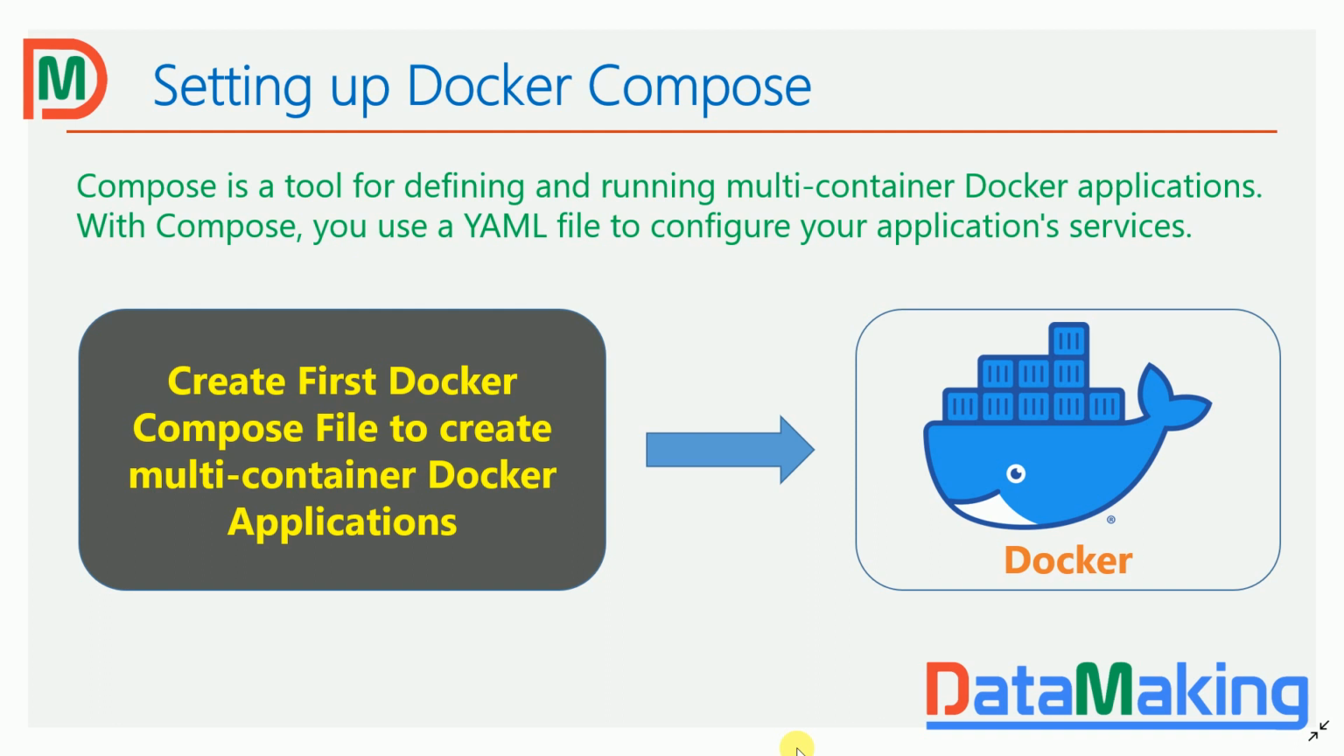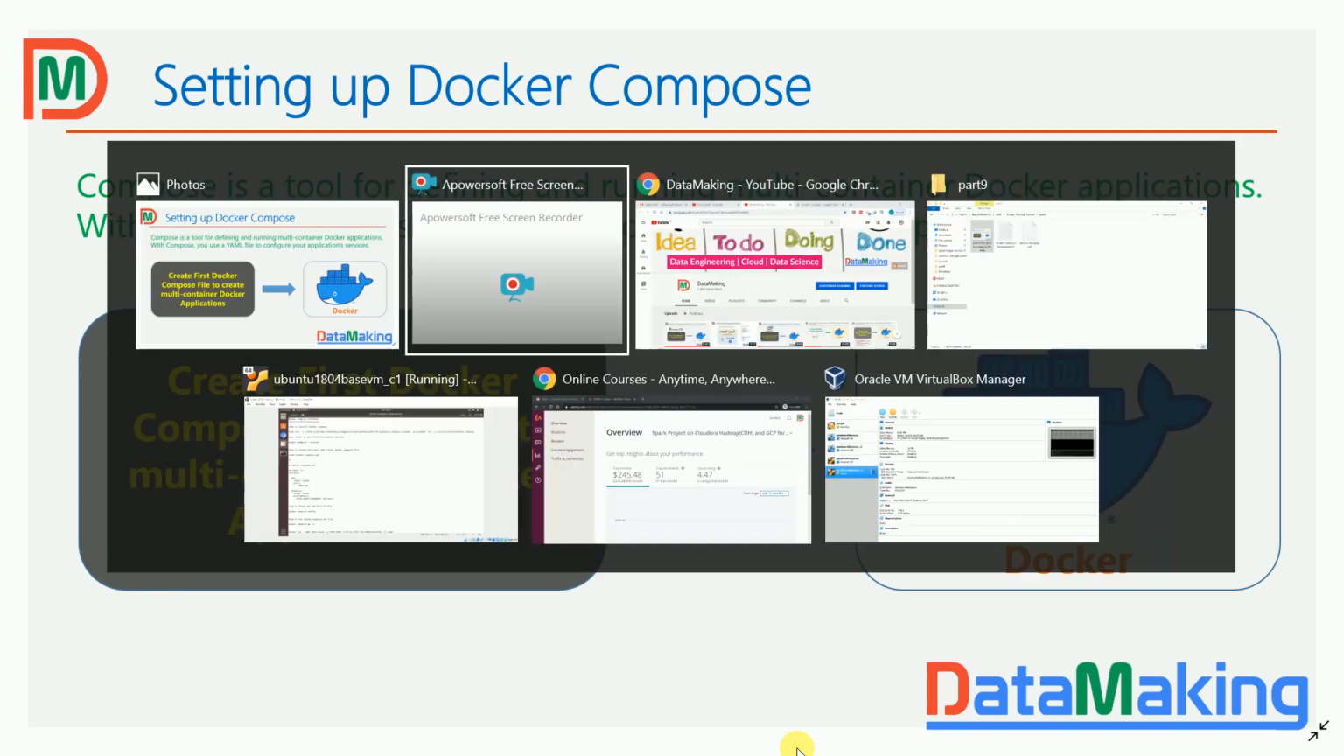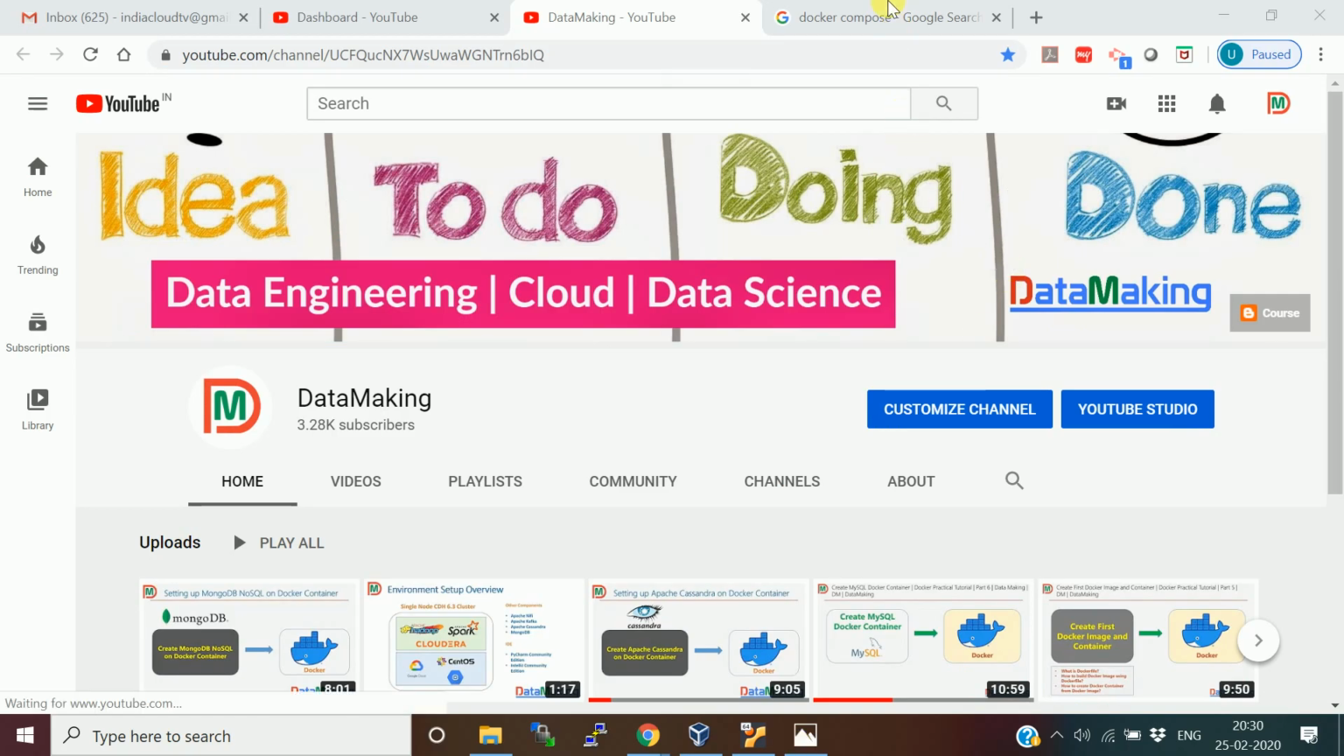Docker Compose is the tool that gives us a facility to do this, to run multiple containers. So we'll understand how to create it, and first we'll see how to install it. And then we'll see how to create it and run the multi-container Docker application. Right, so first thing is let's understand how to install Docker Compose.